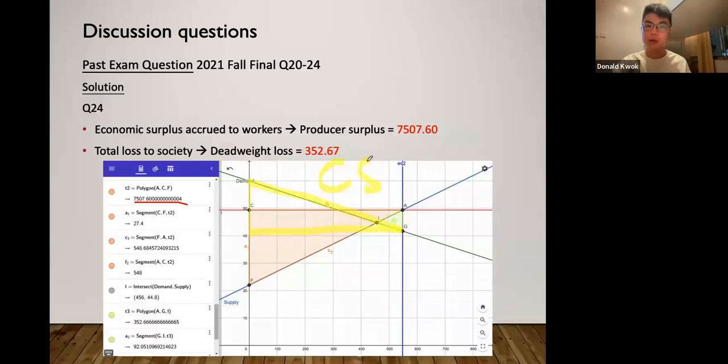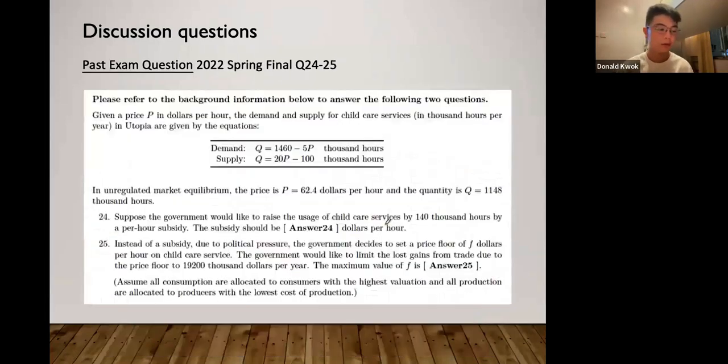Although it's not required, this is just for your better understanding and to consolidate what you have learned in the previous chapter. And finally, to find the total loss to society, it is simply the triangle to the right-hand side of the efficient point, the green triangle here as the deadweight loss in this case. So we can find out the area of 352.67. All right, so that's all for this problem, and we'll move on to the next one. Please take a look.